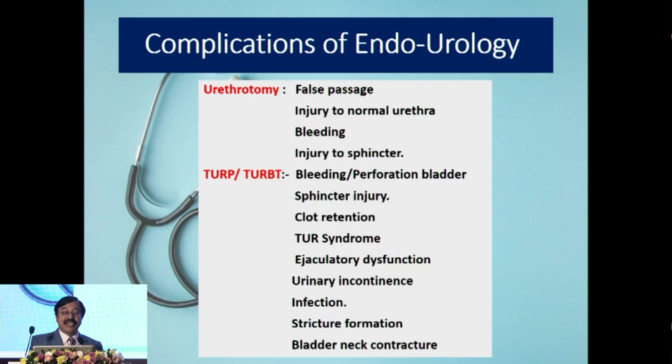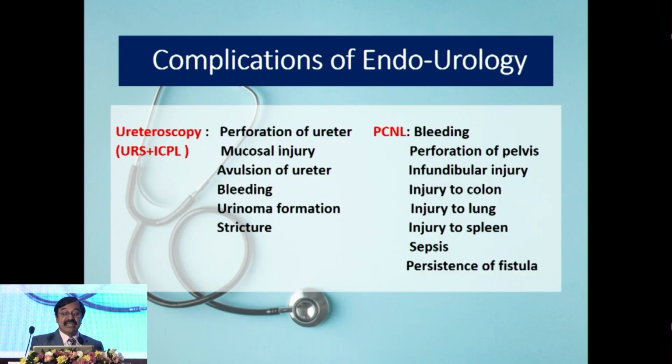Complications of endourology: in cystoscopy, there can be false passage, injury to the normal urethra, bleeding, injury to the sphincter. In TURP and TURBT: bleeding, perforation of the bladder, sphincter injury, clot retention, TUR syndrome, ejaculatory dysfunction, urinary incontinence, infections, stricture formation, bladder neck contracture. And in other endourological procedures like URS and ICPL: perforation of the ureter, mucosal injury, avulsion, that you know. In PCNL, again bleeding; these are the complications there may be.